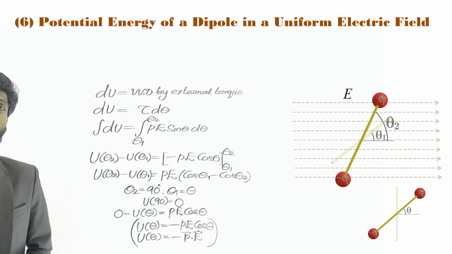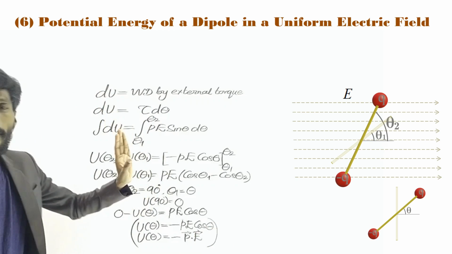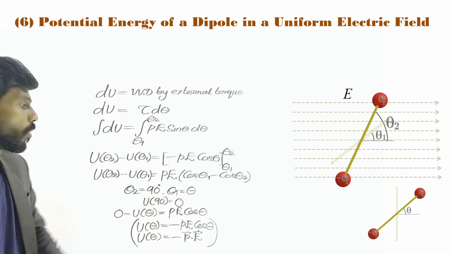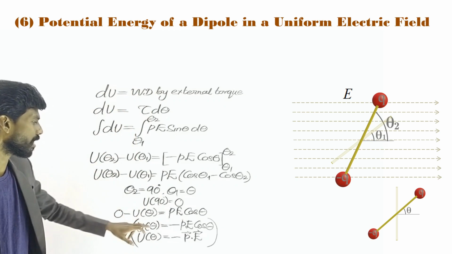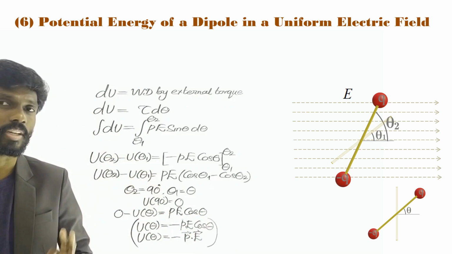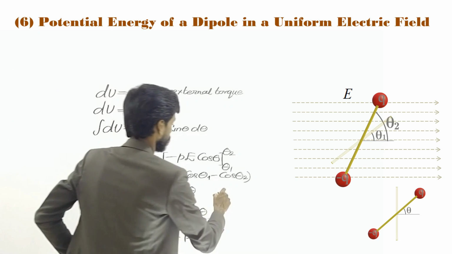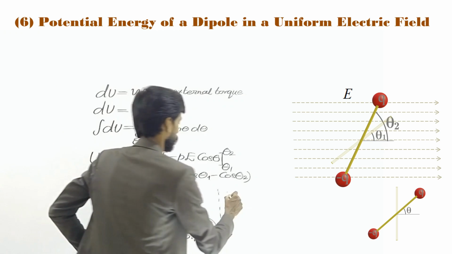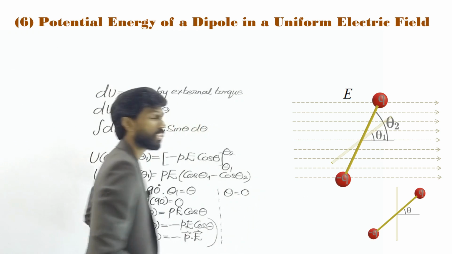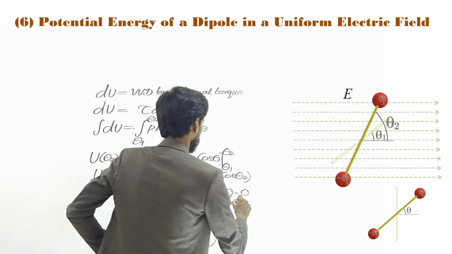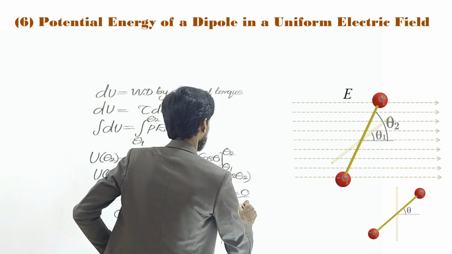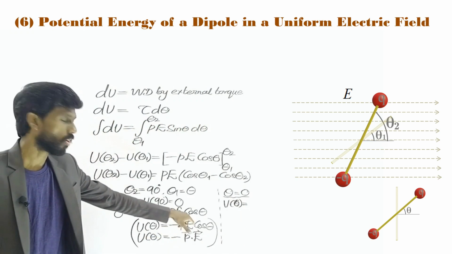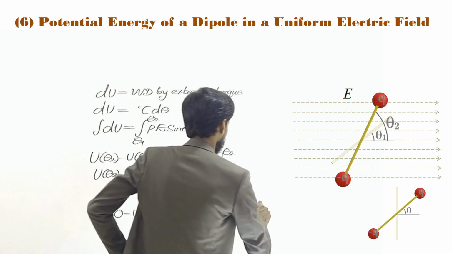We assume that the potential energy is 0 when the dipole makes an angle of 90 degrees with the electric field lines. Then at any angle theta, the potential energy is minus Pe cos theta. Now let us take a particular case. What will happen when theta is equal to 0? The potential energy at 0 equals minus Pe cos 0, and cos 0 is 1, so that means minus Pe.